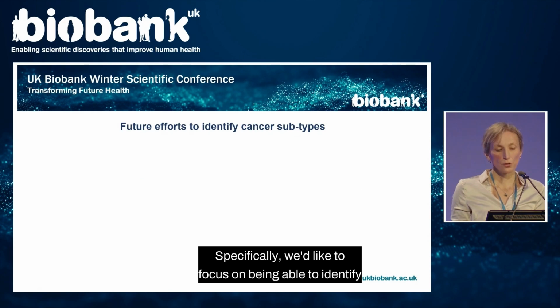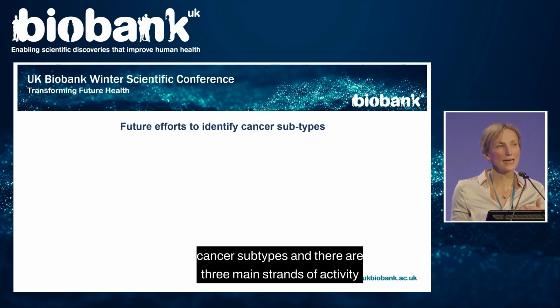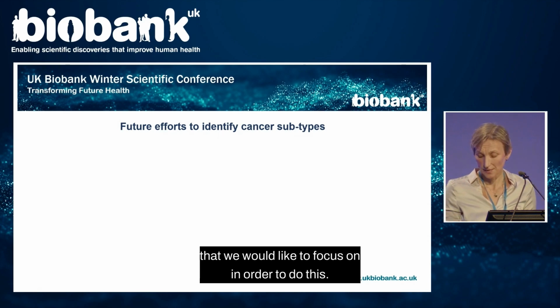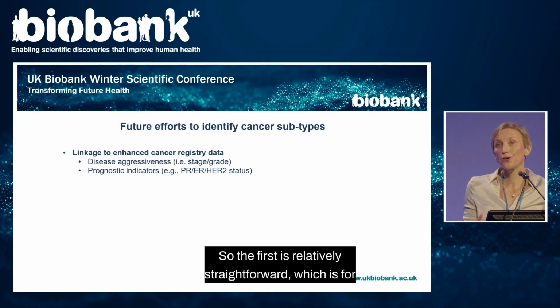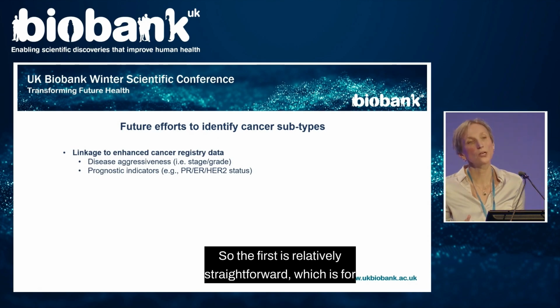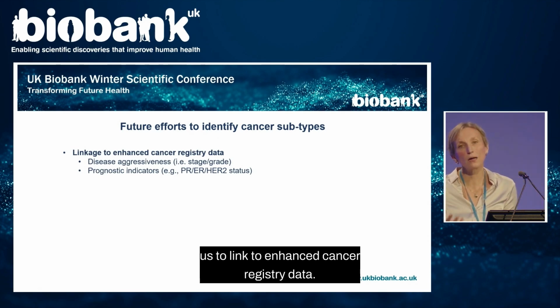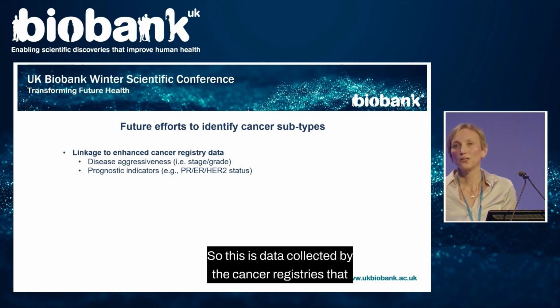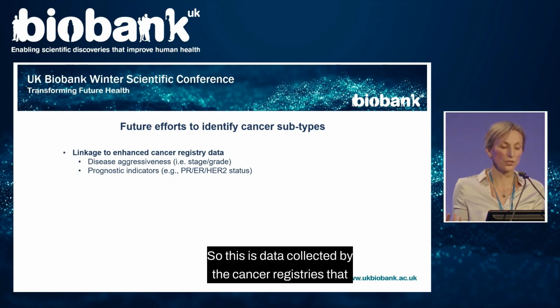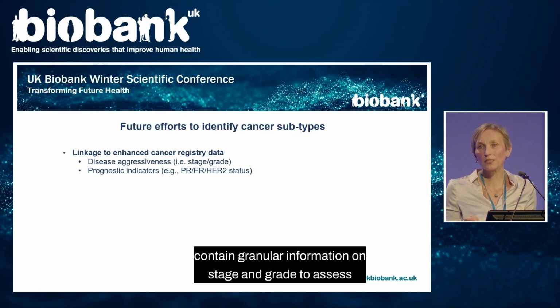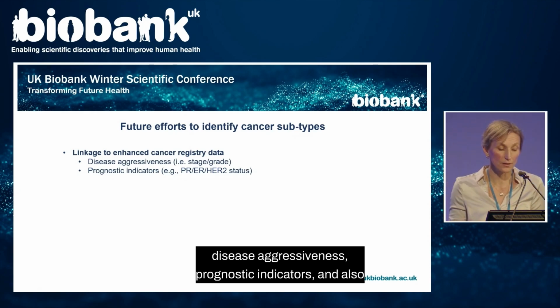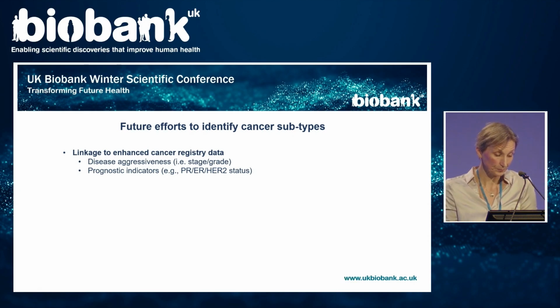Specifically, we'd like to focus on being able to identify cancer subtypes, and there are three main strands of activity that we would like to focus on in order to do this. The first is relatively straightforward, which is for us to link to enhanced cancer registry data. This is data collected by the cancer registries that contain granular information on stage and grade to assess disease aggressiveness, prognostic indicators, and also treatment as well.